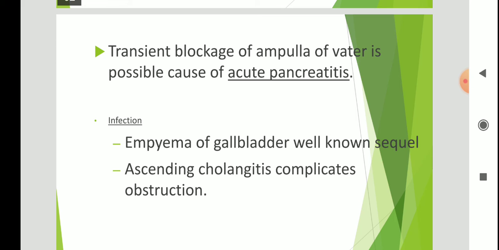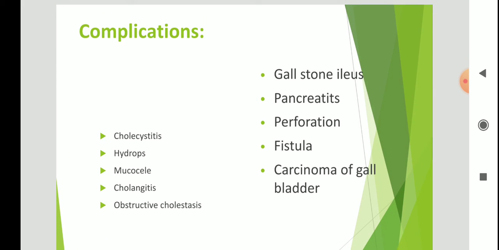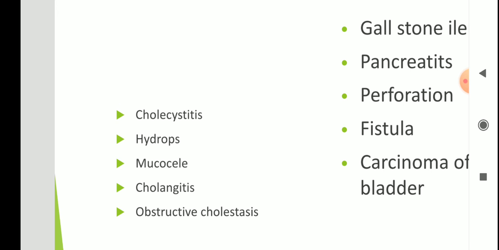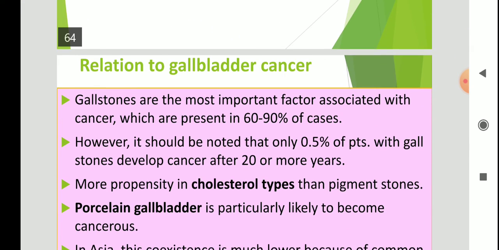Infection: empyema of the gallbladder is a well-known sequel. Ascending cholangitis complicates obstruction. The complications again: cholecystitis, hydrops, mucocele, cholangitis, obstructive cholecystitis, gallstone ileus, pancreatitis, and perforation, the dangerous one. Once it gets perforated, any organ perforation, be it the appendix, small intestine, or the gallbladder, leads to peritonitis, shock, and sepsis. A very catastrophic clinical scenario.